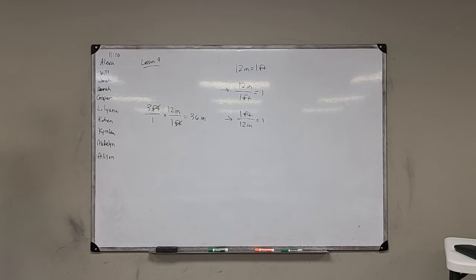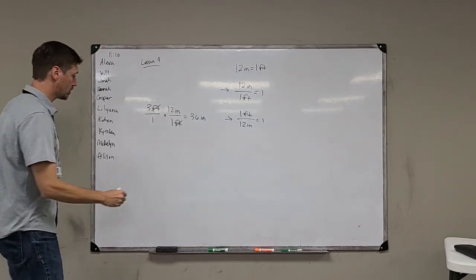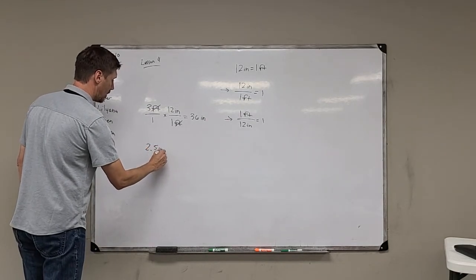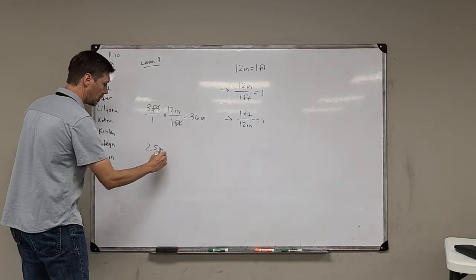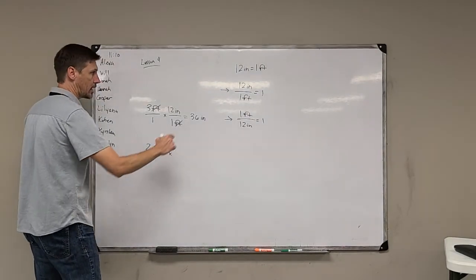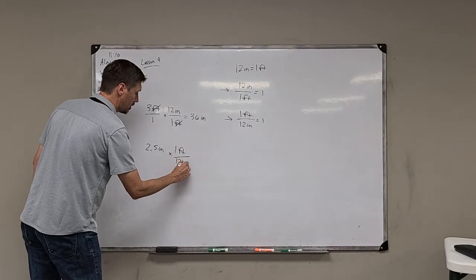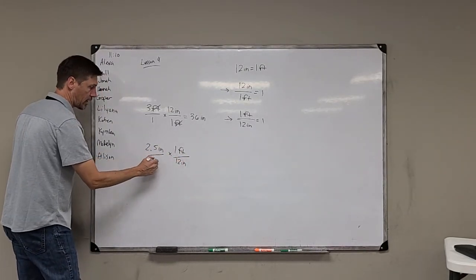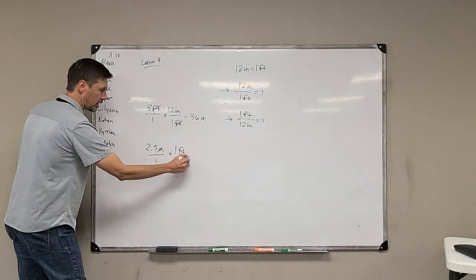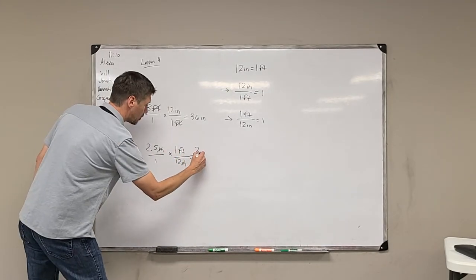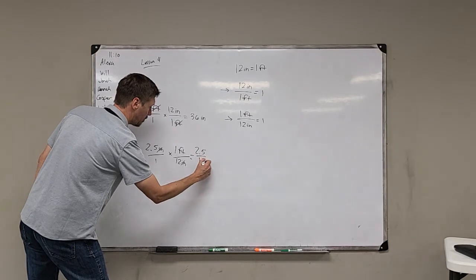Now I would use the second one, Cohen, if I'm going the other direction. So if I said I have 2.5 inches, and I want to convert that to feet, then I would multiply that times 1 foot over 12 inches. Now, this is on top of the fraction here. Inches cancel out, and I'm left with feet on top. So my answer would be 2.5 divided by 12 feet.